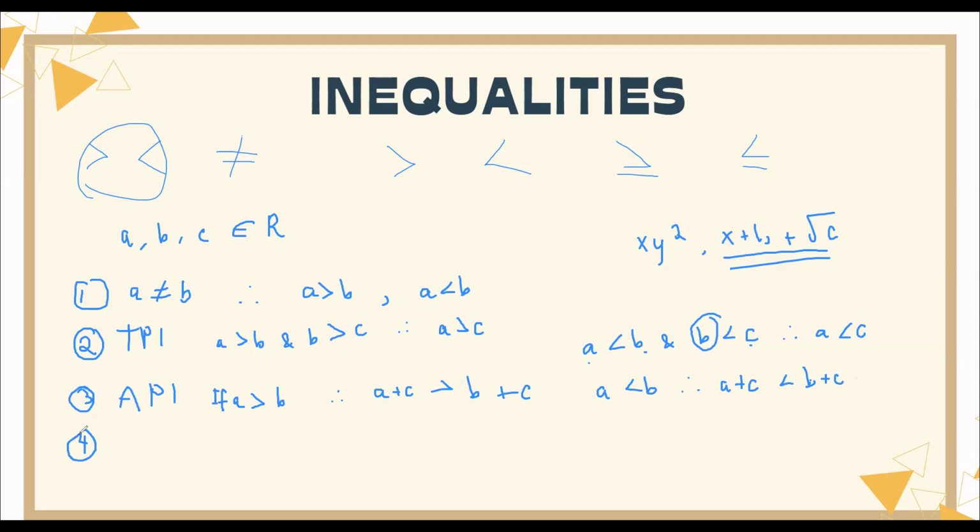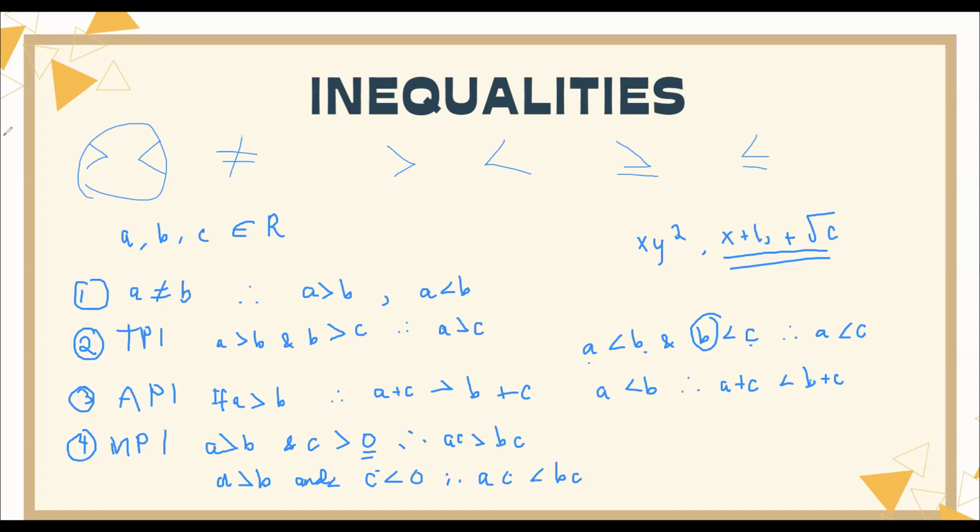And then our last rule is the multiplication property of inequality. This states that if A is greater than B and C is greater than 0, provided that it is not 0, since any number multiplied by 0 is equal to 0, then A times C is greater than B times C. And alternatively, if A is greater than B and C is less than 0, then A times C is less than B times C.